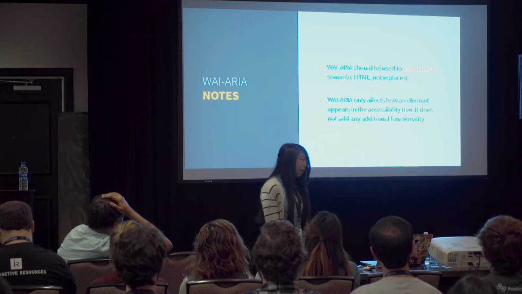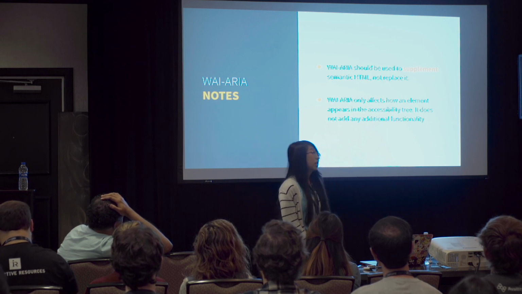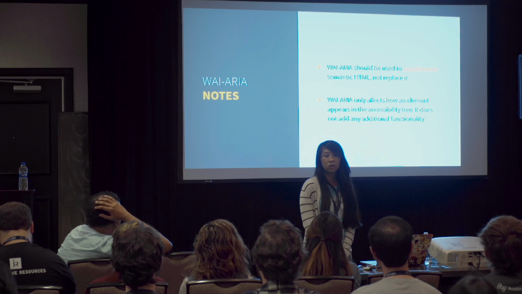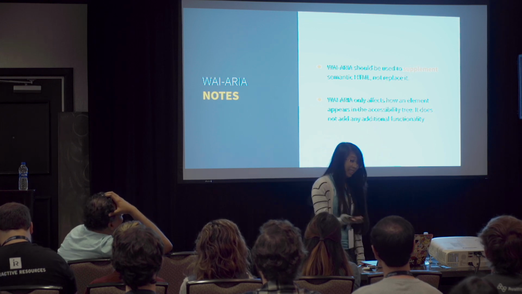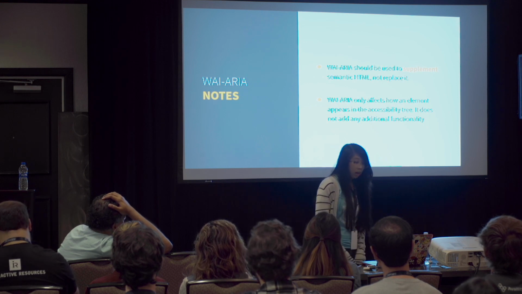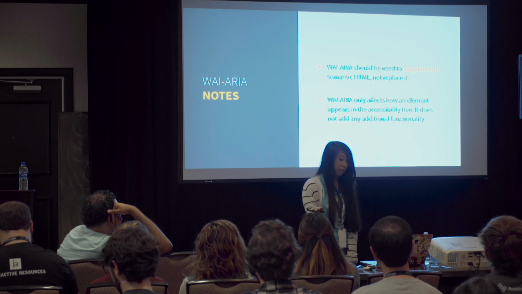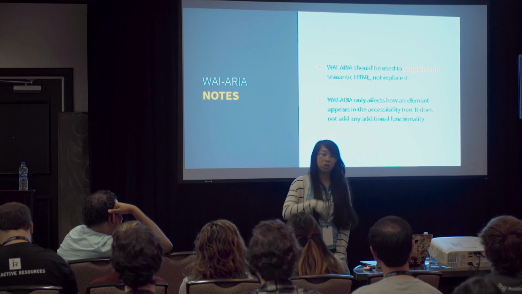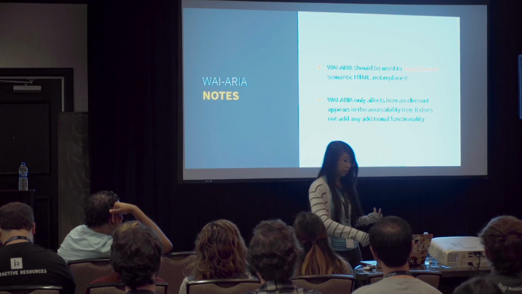So as we said, ARIA should be used to supplement semantic HTML, not replace it. It's not really good code to just use your ARIA label hammer on everything. You only want to use it very sparingly if you need it. As I said, it only affects how it appears in the accessibility tree. It doesn't add any additional functionality. So if you want to toggle any of those states, it has to be done in JavaScript.